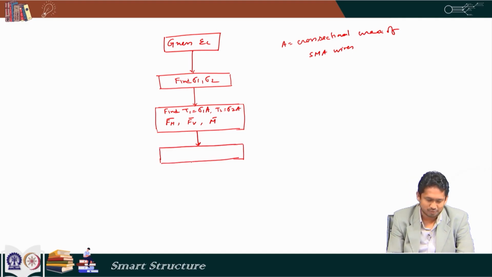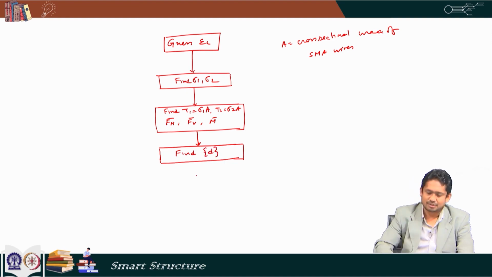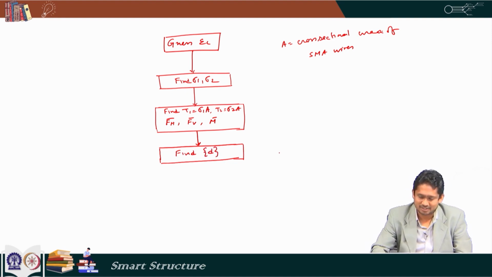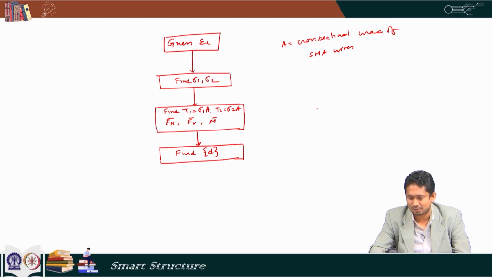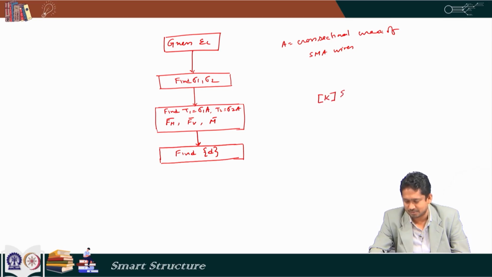Now, for that known force vector, I can find out d. Please understand, here we are solving a static problem, we are assuming that the applied force is time independent. So, in this case we would just solve this equation k d equal to f.